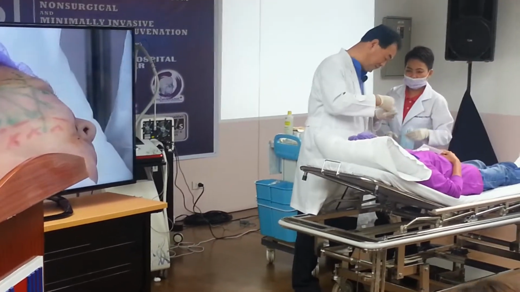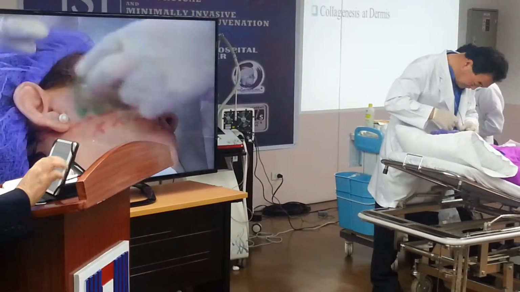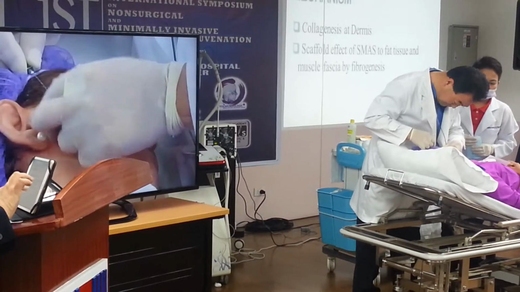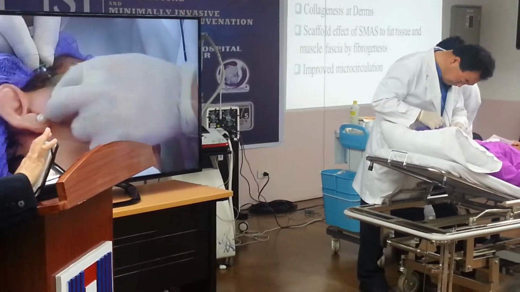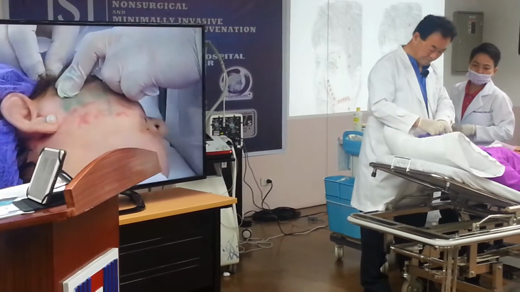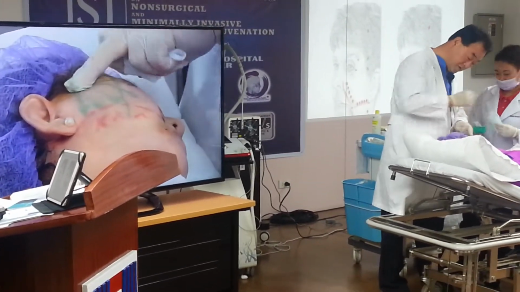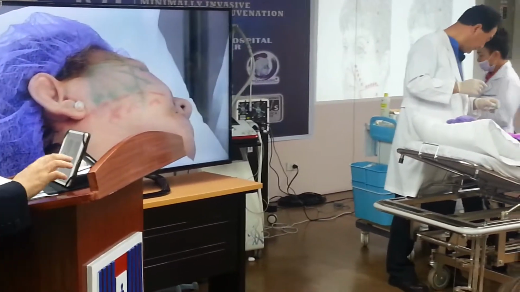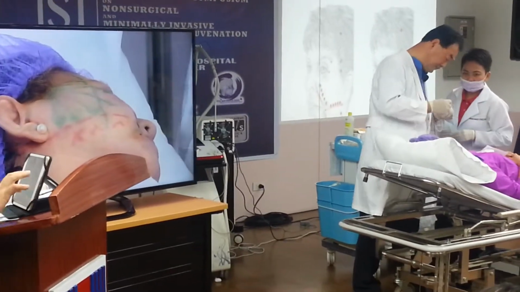Next slide, please. In advanced PDO thread mechanism, we have collagenesis at the dermis level, scaffold effect of SMAS to the fat tissue and the muscle fascia through fibrogenesis and improved microcirculation. The next slide shows you different areas where you can introduce your cog thread depending on what you want to achieve on the patient. Those red marks are where you can introduce your cog threads. And also the blue marks are the direction where you want to bring the tissues up.